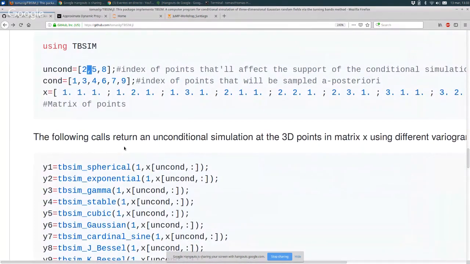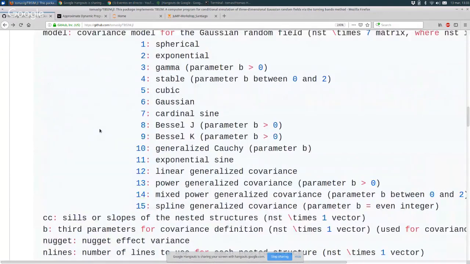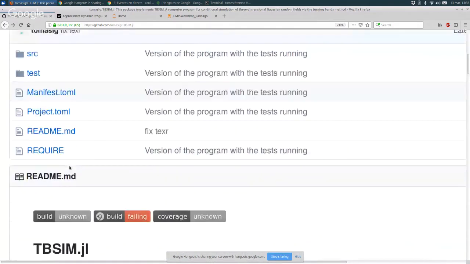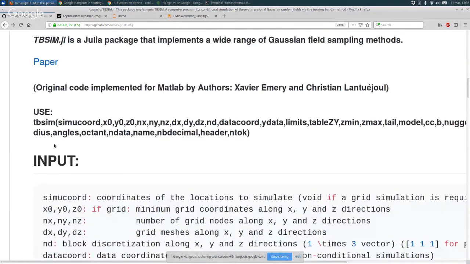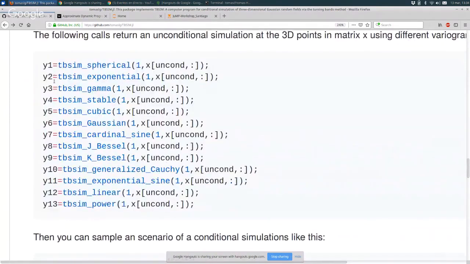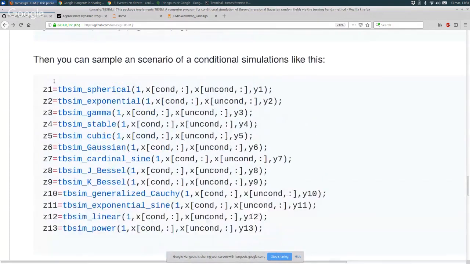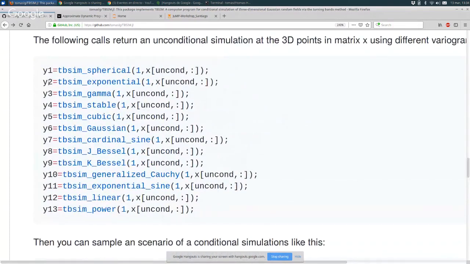Okay, so here, for example, you have different covariance matrices. All of them are explained in this paper that I referenced over here. And actually, what I did was implement the code that was attached to that paper for Julia. So it's a pure Julia implementation. And I did some kind of interpretation of what these people were doing. So here you have unconditional simulations over here.